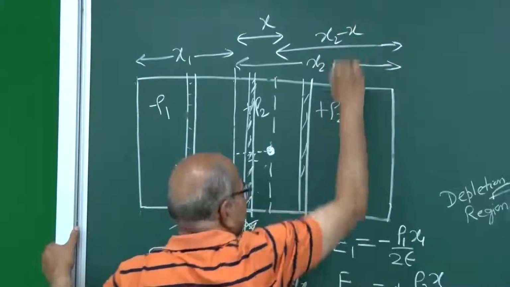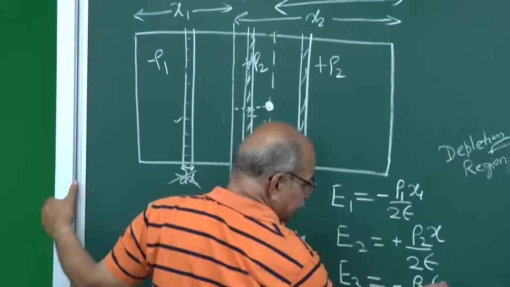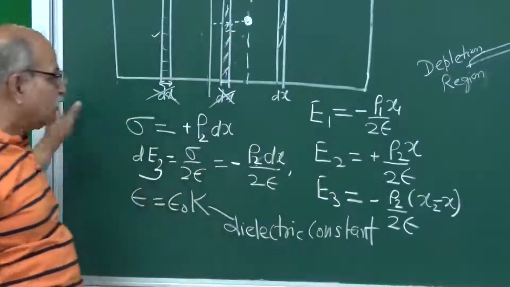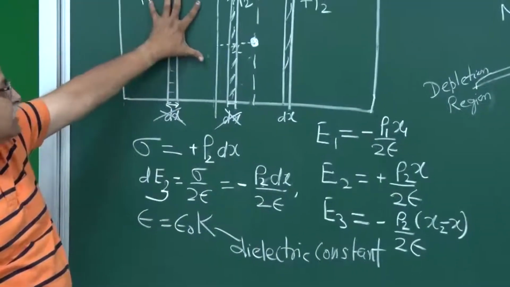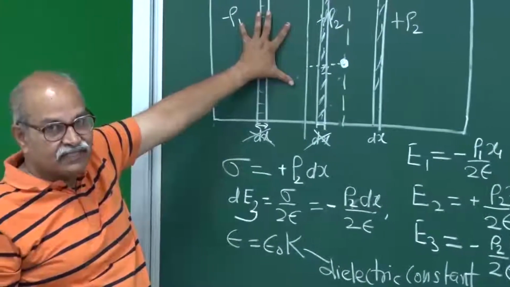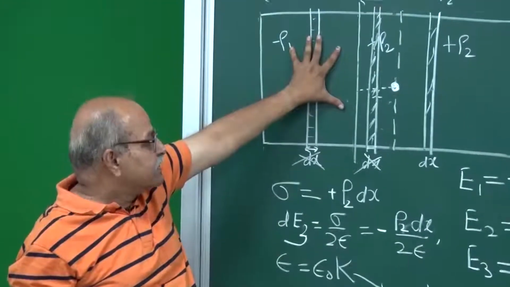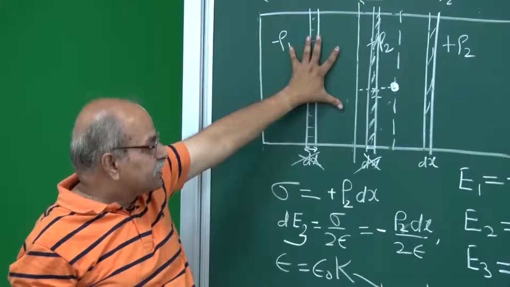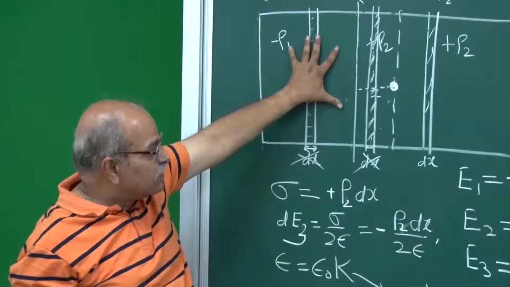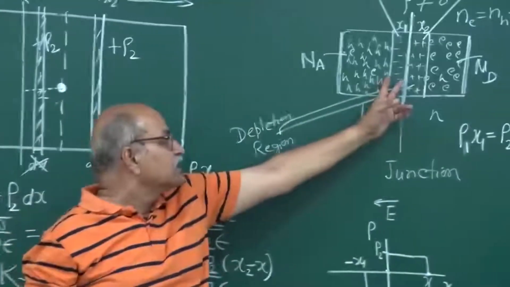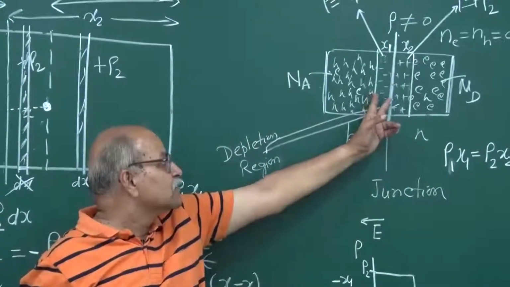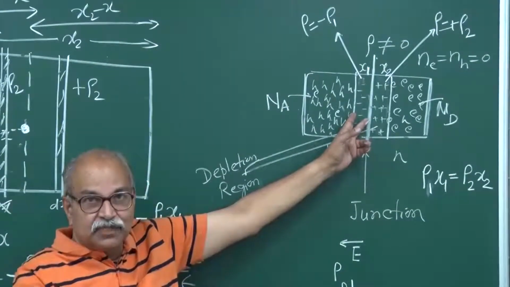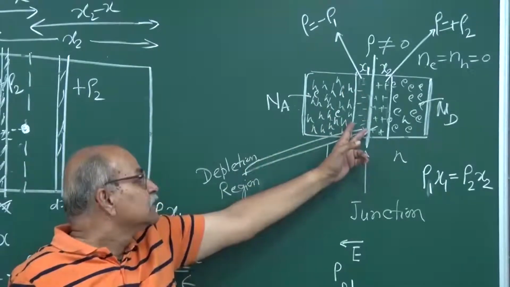x2 minus x. So E3 will be x2 minus x. Now I have all three contributions. The first contribution is due to this entire negative charge sitting here. This is the p-type semiconductor to the left of the junction, the depletion layer. This part here is the depletion region. It is still p-type because all those acceptor impurities are here. So it is that part.